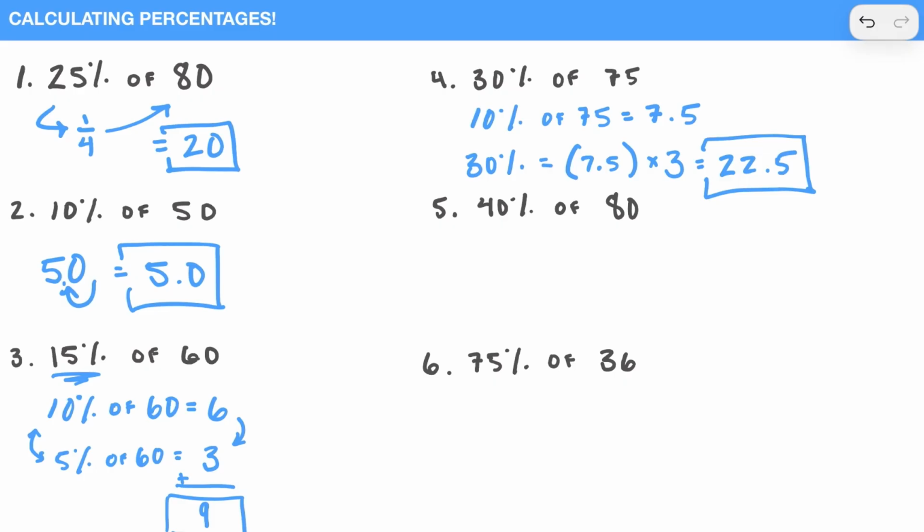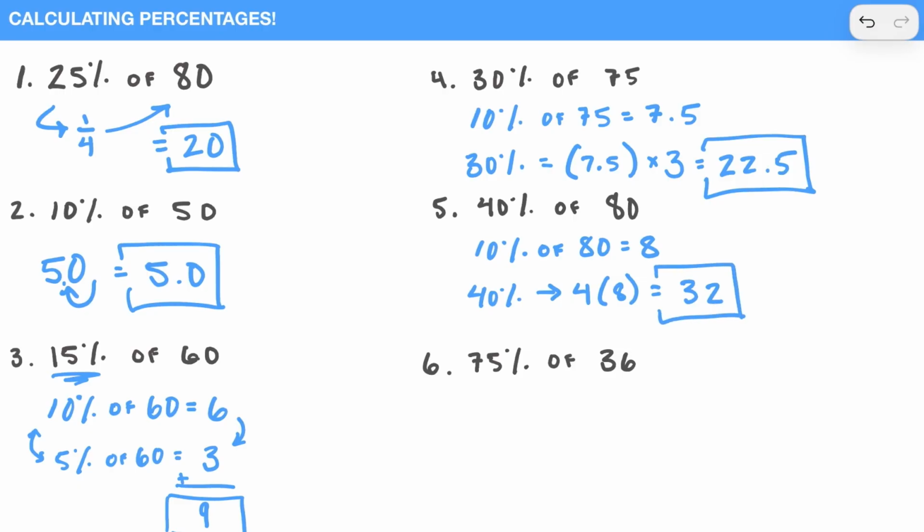40% of 80 now. This is just the same thing as number 4, but a little bit different number. I know that 10% of 80 is equal to 8. And so 40% must be equal to 4 times 8, which is equal to 32.